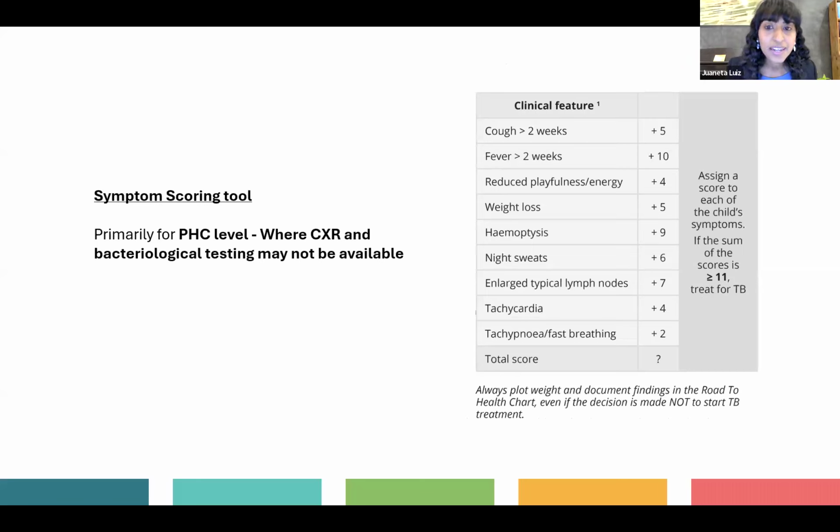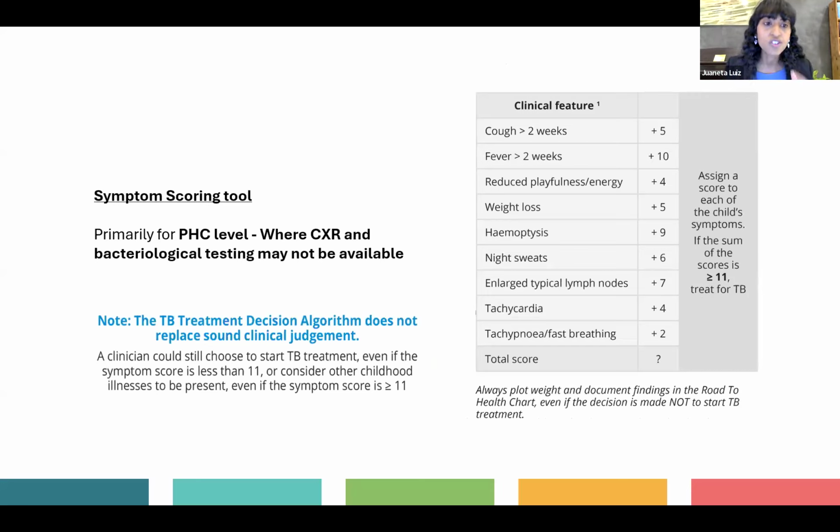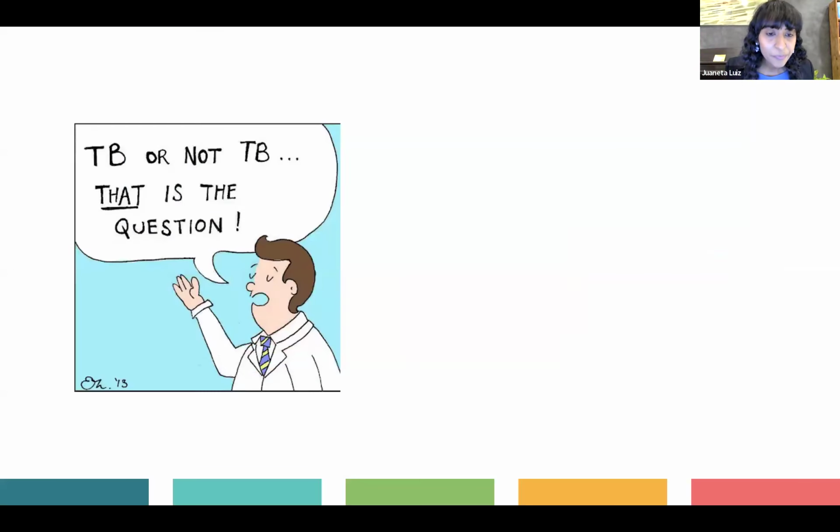But again, just to mention, this whole symptom scoring tool, the TB treatment decision algorithm, is primarily created for the primary healthcare level, where you may have limited access to chest X-ray and bacteriological testing, in which case you must just note that the TB treatment decision algorithm does not replace sound clinical judgment. And so if at any point it doesn't make sense, feel free to call for help or follow up the child if possible. Okay, so that's the algorithm.